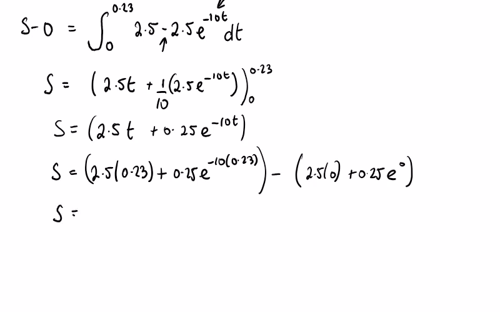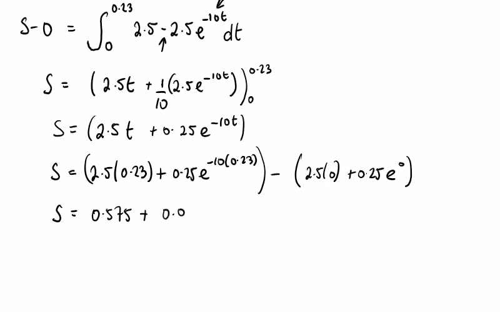So that will give us s is equal to 2.5 by 0.23, which is 0.575, plus 0.25 e to the power of minus 2.3, so 0.025, and then minus by a plus is going to give me a minus, and we have 0.25 e to the power of 0, it's just minus 0.25. And simplifying this, we're going to get the distance traveled in that interval is going to be 0.35 meters.